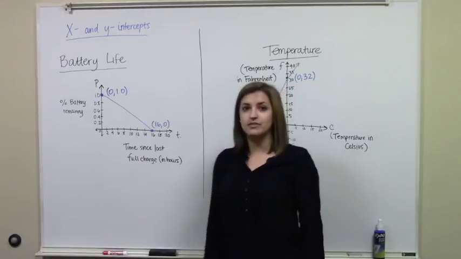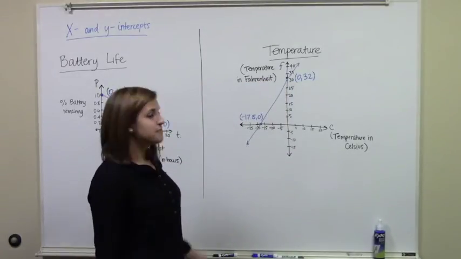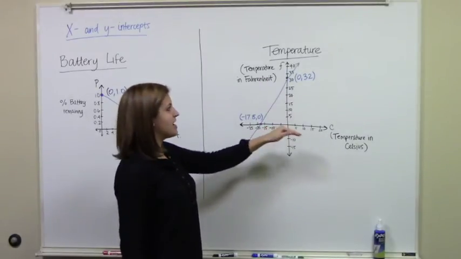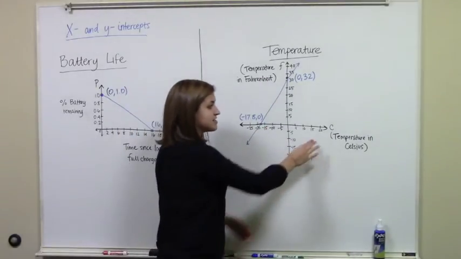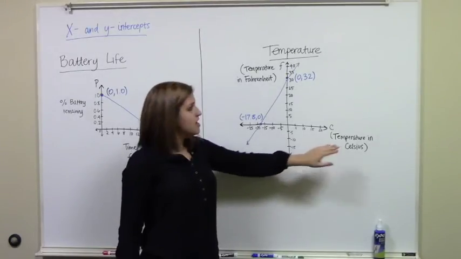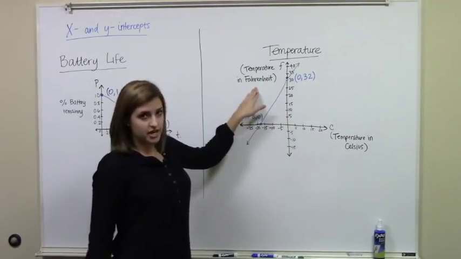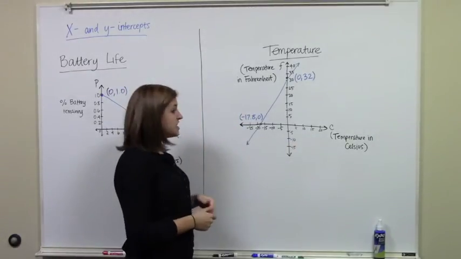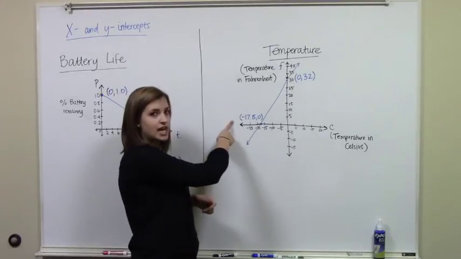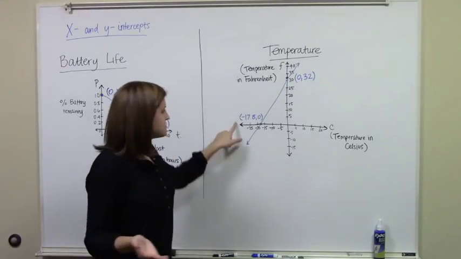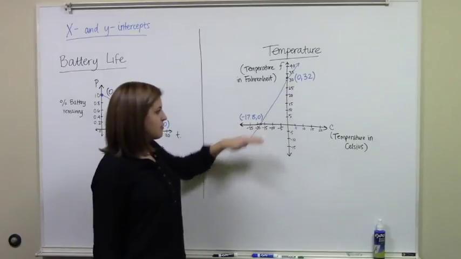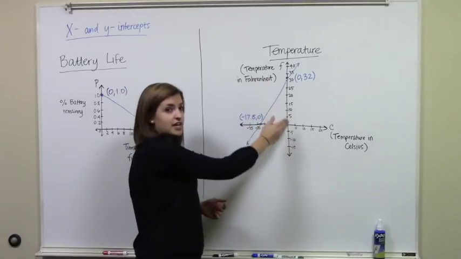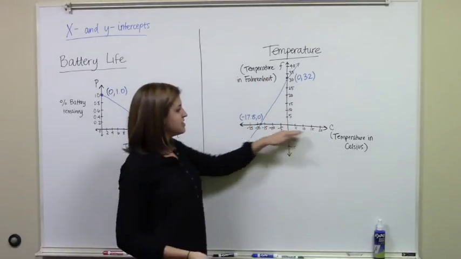All right, let's talk about another example. This one is with temperature. So now we're going to have a c-axis and an f-axis instead of an x and y. So our c-axis is going to be our temperature in Celsius, and our f-axis is temperature in Fahrenheit. Okay, so let's look at our c-intercept first. Our c-intercept is at negative 17.8. So what does this mean? Negative 17.8, 0 is my point. So this means that when my temperature in Fahrenheit is 0, my temperature in Celsius is negative 17.8.